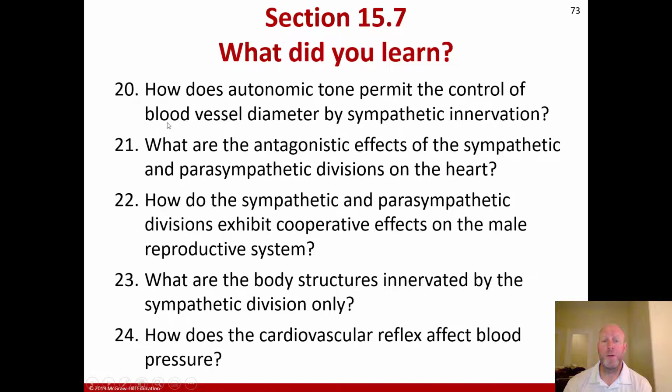How does autonomic tone permit the control of blood vessel diameter by sympathetic innervation? What are the antagonistic effects of the sympathetic and parasympathetic divisions on the heart? How do the sympathetic and parasympathetic divisions exhibit cooperative effects on the male reproductive system? What are the body structures innervated by the sympathetic division only? And how does the cardiovascular reflex affect blood pressure?